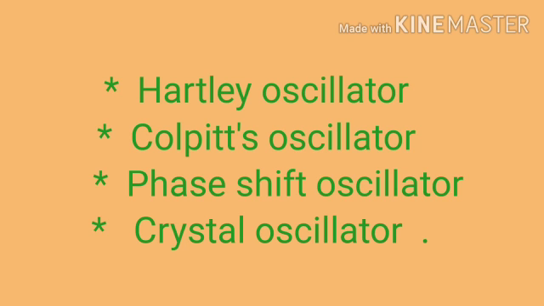So there are different types of oscillator circuits. They are based on the different types of tank circuit. They are Hartley oscillator, Colpitts oscillator, phase shift oscillator and crystal oscillator. There are different types of oscillator depending upon the tank circuit.